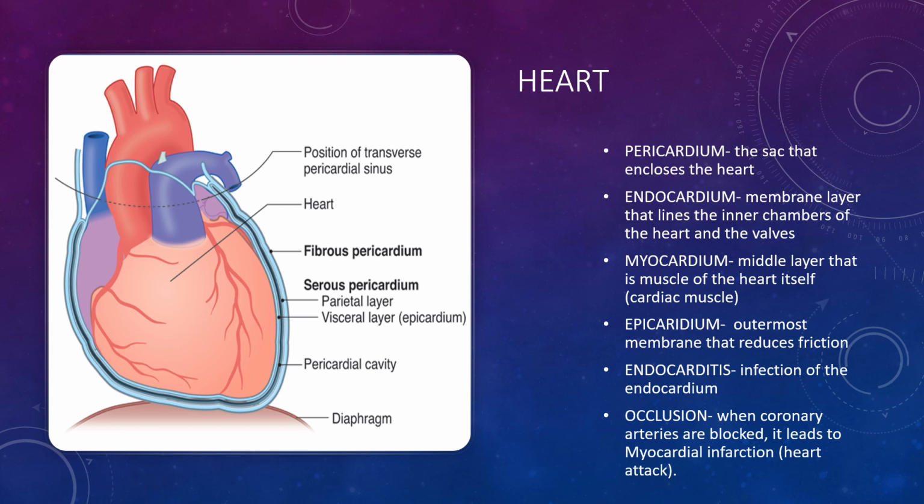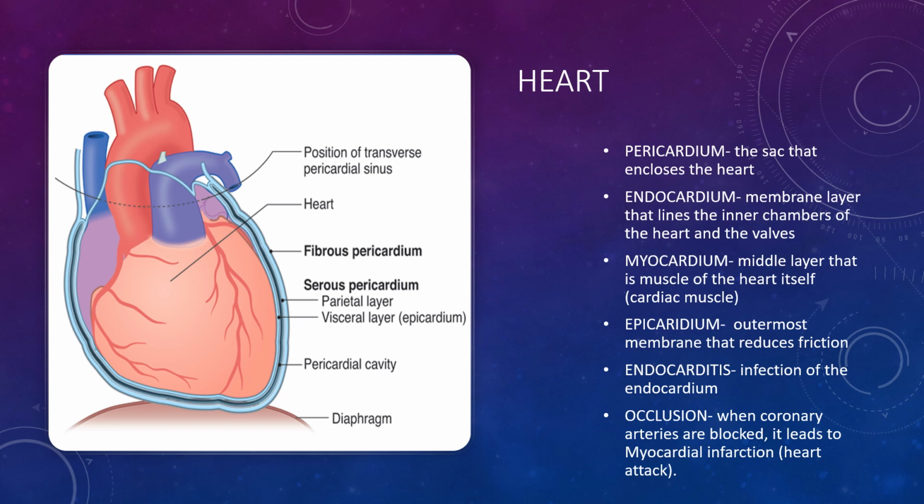The second one is your endocardium. The endocardium is a membrane layer that lines the inner chambers of the heart and the valves. So it keeps the blood flowing through the heart separate from the myocardium, or cardiac muscles. It also lines the valves, which open and close to regulate blood flow through the chambers of the heart.